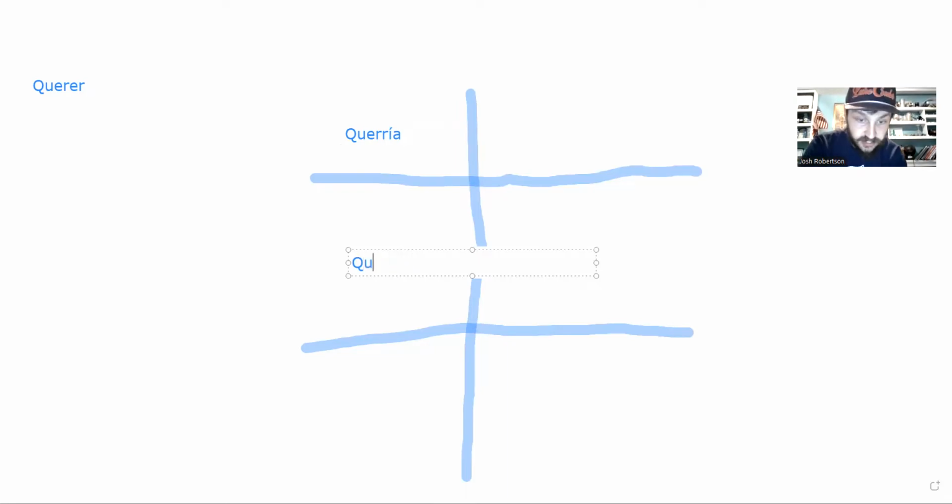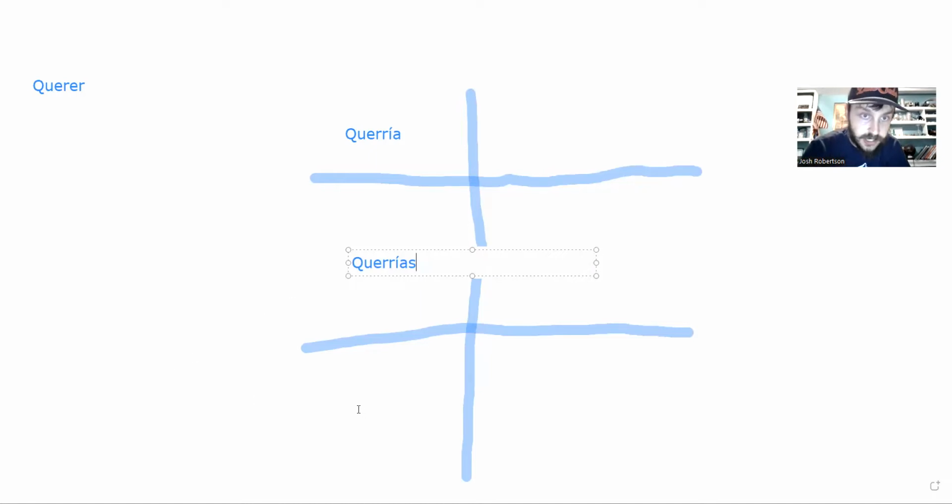The preterite is quisiste in the tú form, right? In the imperfect indicative, it is querías, right? In the imperfect subjunctive, it is quisieras or quisieses, right? And now in the conditional indicative, it is querías, right? You got to really roll those R's. Querer is the trickiest one.